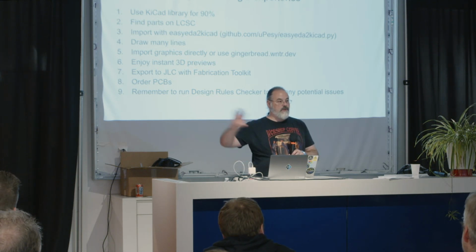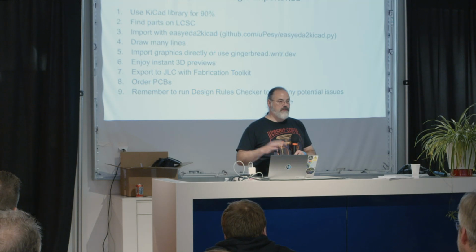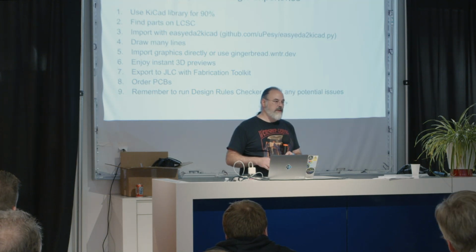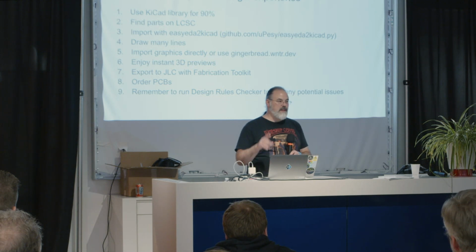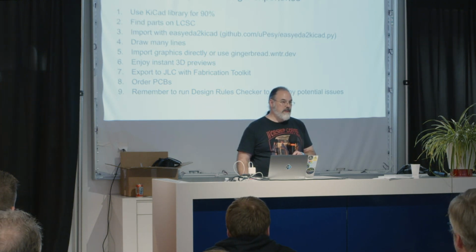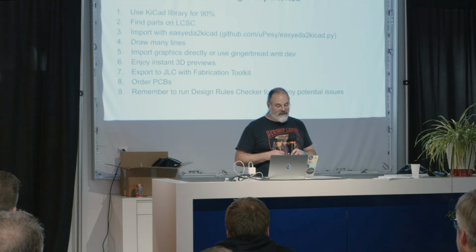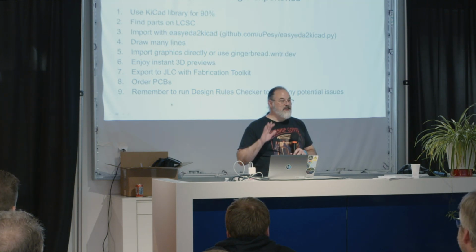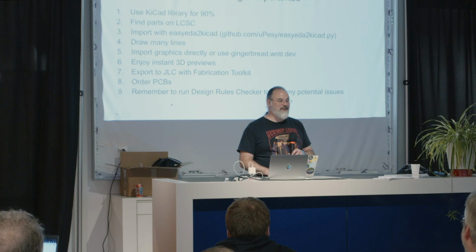So again, if you're going to JLC, there's a ton of add-ons for different PCB manufacturers, but there's one called Fabrication Toolkit. It's literally one button, and you upload a couple of files, and you can get your boards made. You don't have to mess around with importing rule files and all this kind of fun stuff. And then you order your PCBs, right? Easy. Oh, oops. Don't forget to run DRC before.